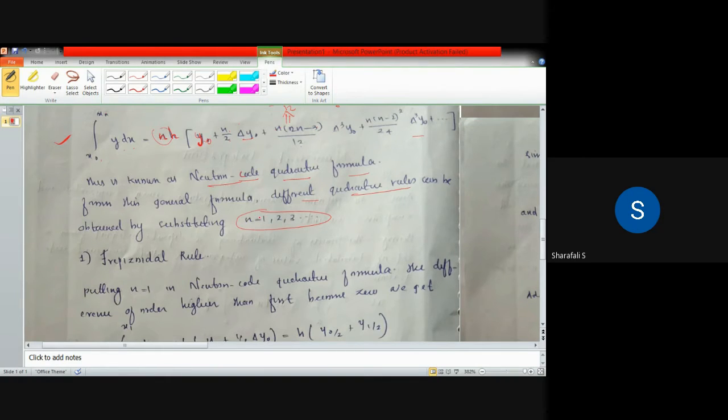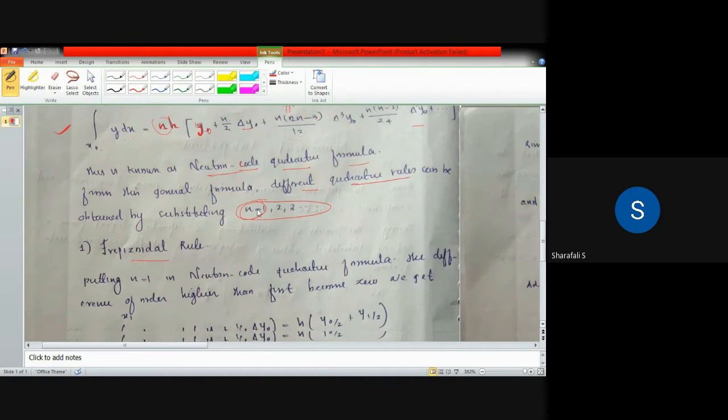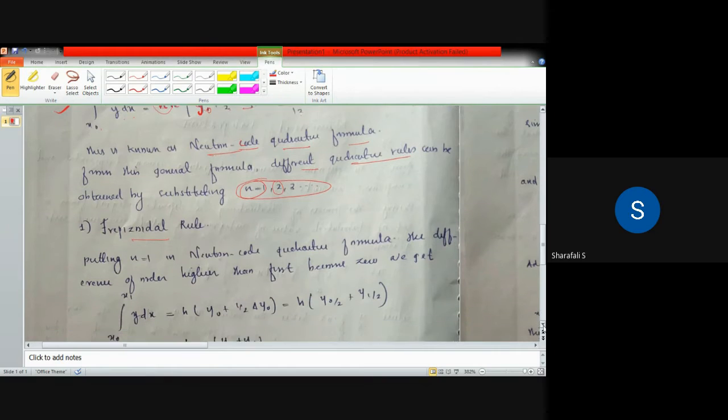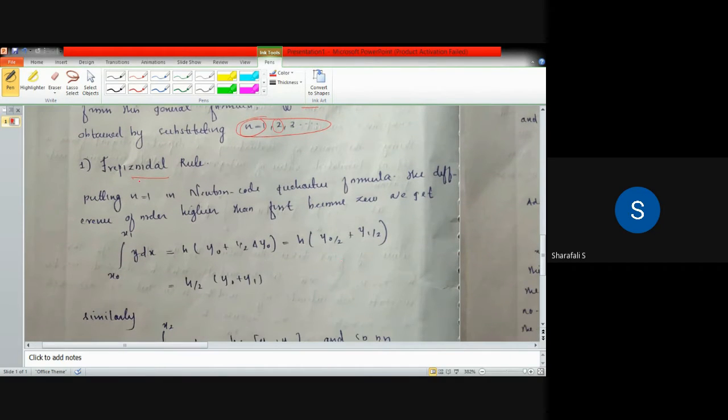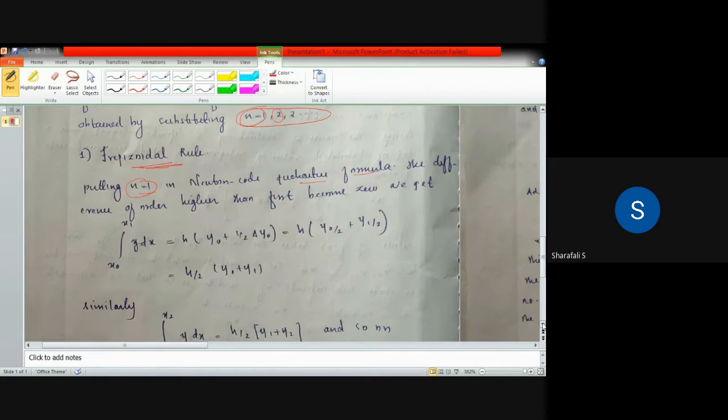And if you substitute n equal to 1 in this general Newton quadrature formula, then we'll get the trapezoidal rule. And if you substitute n equal to 2, then we'll get Simpson's rule and so on. So we will first consider this trapezoidal rule. The trapezoidal rule we already discussed, which is for n equal to 1 in this general equation. So putting n equal to 1 in this Newton's quadrature formula.